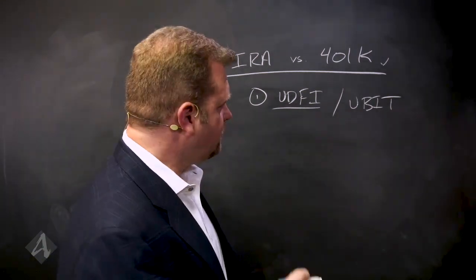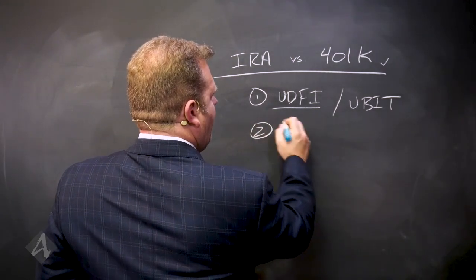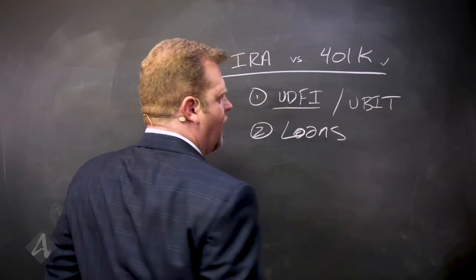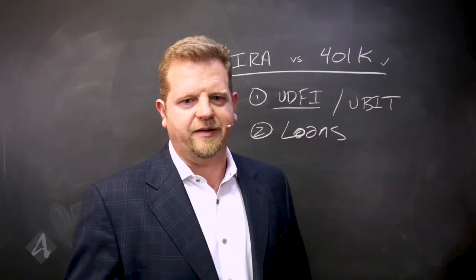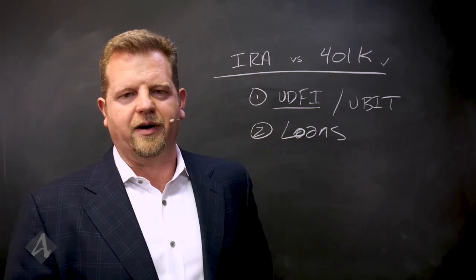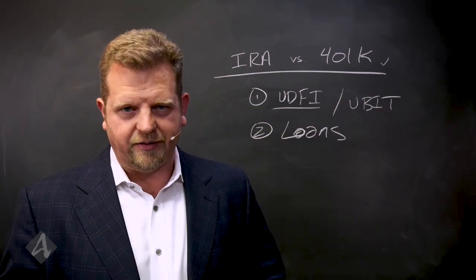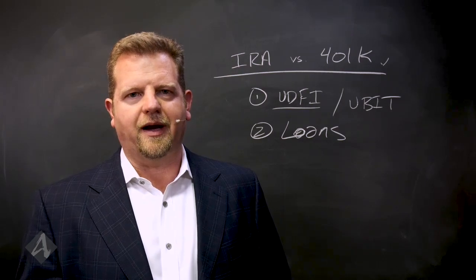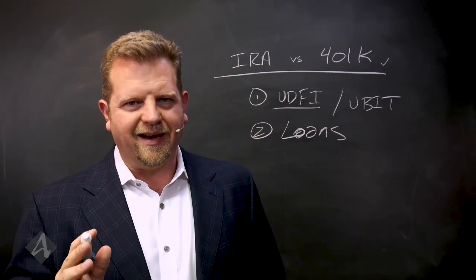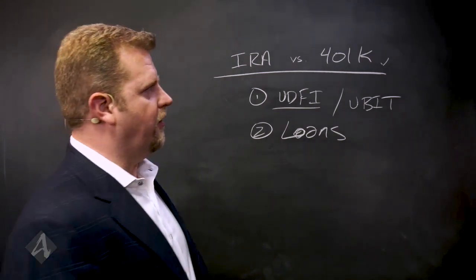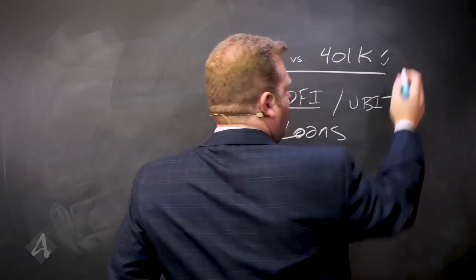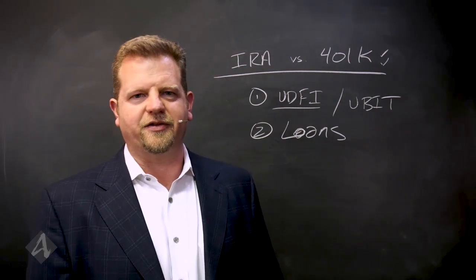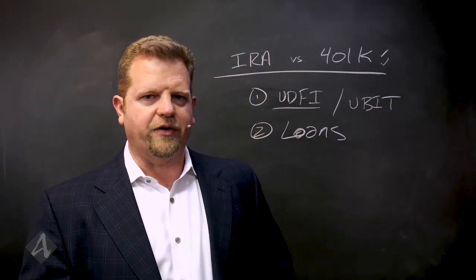Number 2 is loans. I can loan money from either an IRA or a 401k. I can loan money to unrelated parties, but I'm allowed to loan money to myself in a 401k. I cannot loan myself money in an IRA. So I'm going to say, hey, check. I can loan myself up to $50,000 per participant. So it's $50,000 paid back over 5 years.